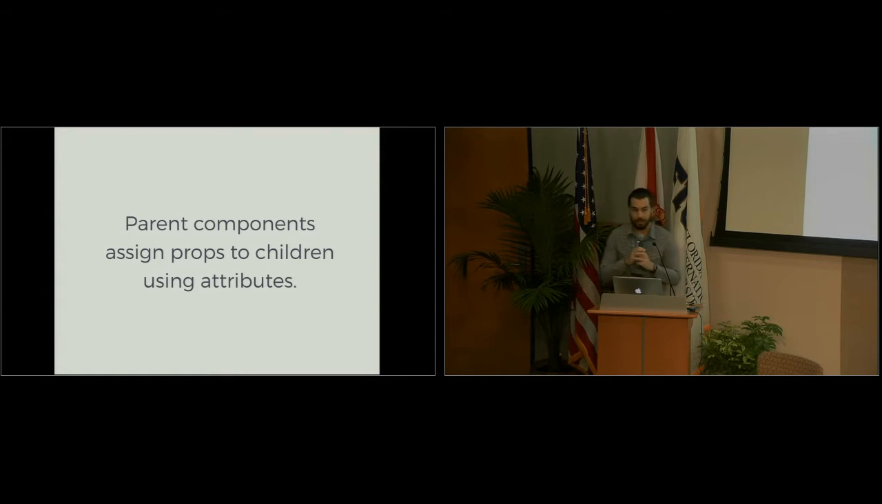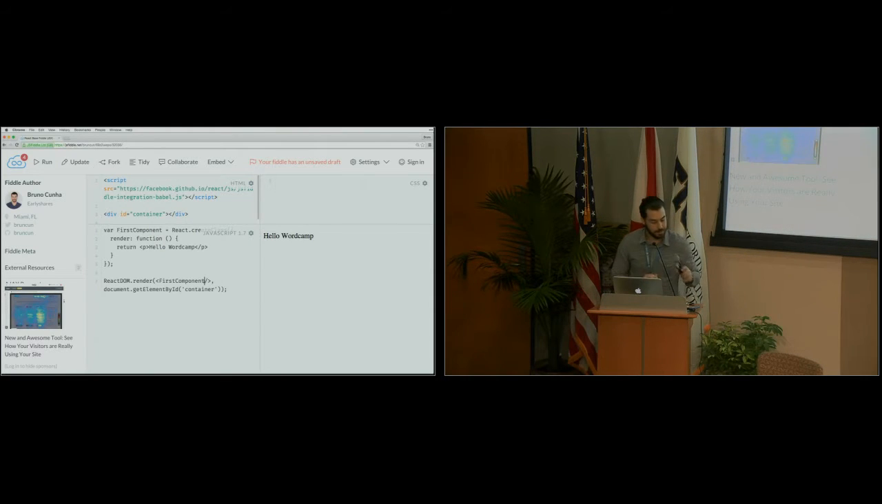Like I mentioned earlier, data flow is one way. So from parent to child. To give you an example of this, we're going to go right back to our application, and we're going to make it dynamically insert WordCamp. So like I said, this behaves a lot like a typical HTML element. So right here, I'm just going to declare a property called name, and I'm going to give it a value of WordCamp.